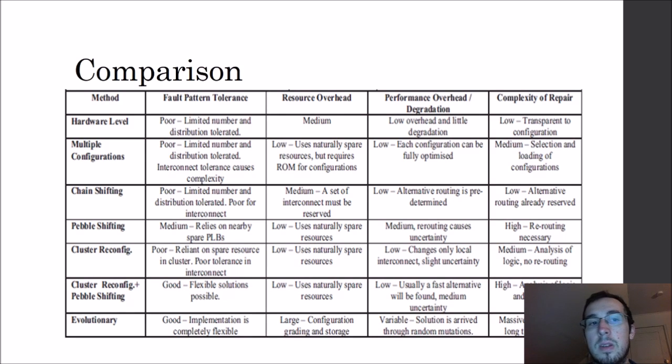Also, with the complexity of repair, something like a hardware level is going to be really easy to repair because you know exactly where the fault is, because it's just going to show up in the row. However, with an evolutionary fault, you might not know where anything is because there's so much logic being multiplied and passing through multiplexers and lookup tables that it's going to make it hard to pinpoint the exact location.